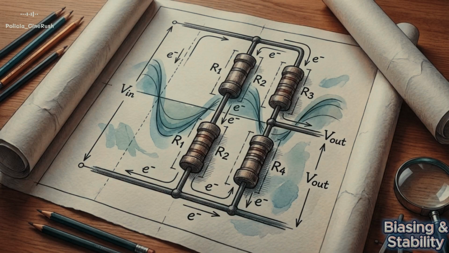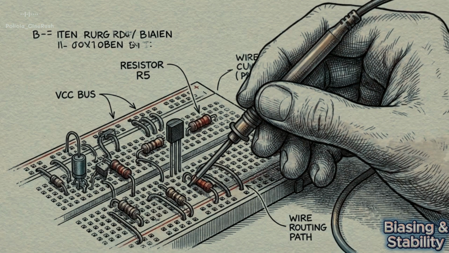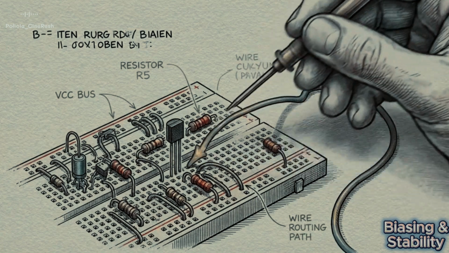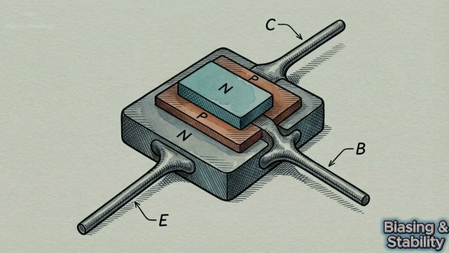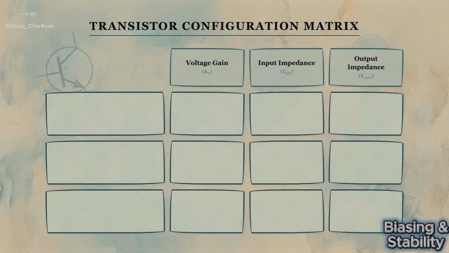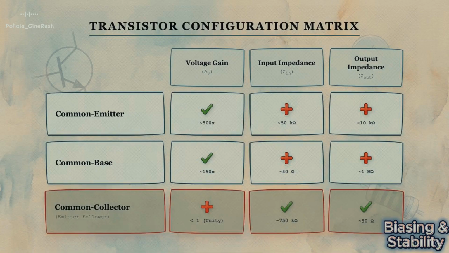transistor circuit design. Once the Q point is locked down, engineers must decide where to inject the input signal and where to extract the output. This routing decision drastically changes the circuit's overall behavior. This matrix compares the three primary transistor configurations used to route signals: common emitter, common base, and common collector. The rows track voltage gain, input impedance, and output impedance.